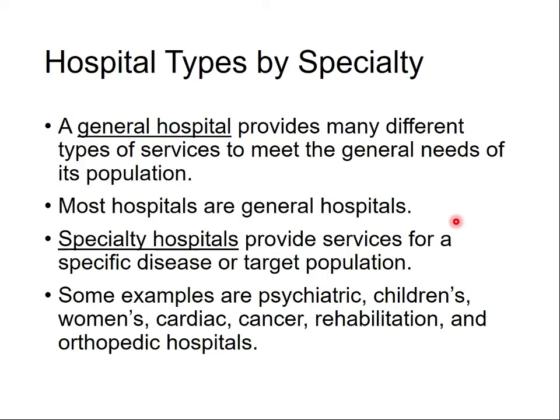These could be psychiatric units, a children's hospital, women's hospital, cardiac centers, cancer centers, rehabilitation centers, or even orthopedic hospitals. So the distinction here is a general hospital will serve all needs and they will serve a larger community based on the area, like a geographic region, whereas specialty hospitals try to be leaders in that particular field so that they would attract patients even from many different parts who would need that specialized treatment.